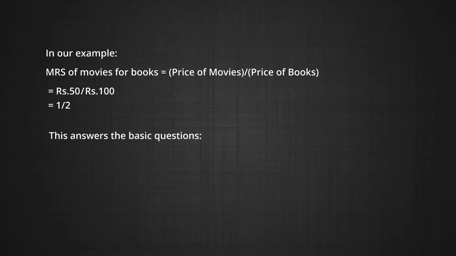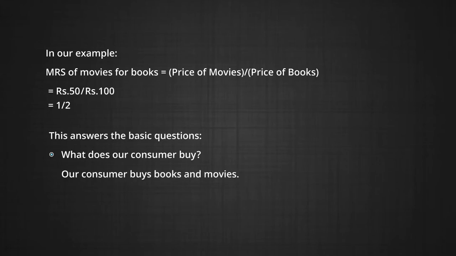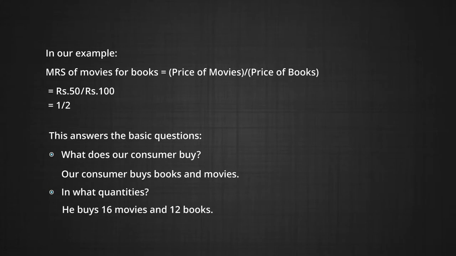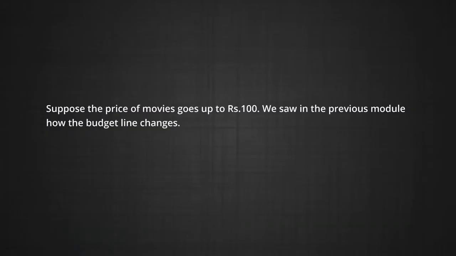This answers the basic question of what our consumer buys. Our consumer buys books and movies. In what quantities? He buys 16 movies and 12 books. What happens if the price of movies changes? Suppose the price of movies goes up to rupees 100.